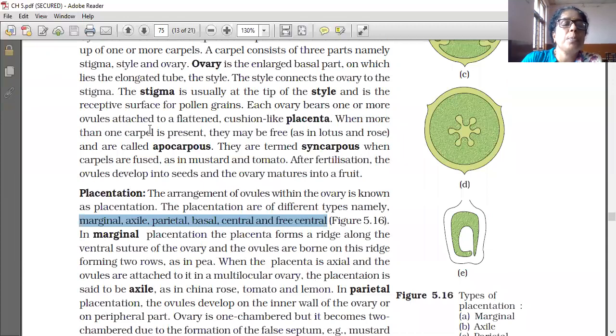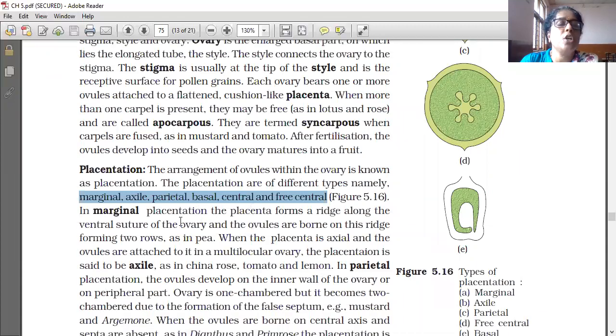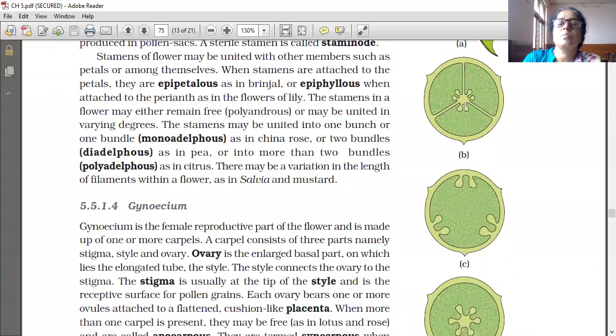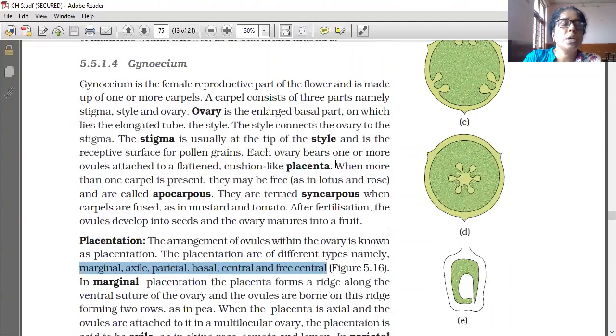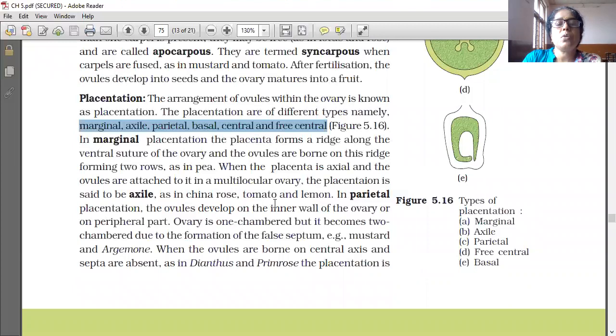In marginal placentation, the placenta forms a ridge along the ventral suture of the ovary, and the ovules are borne on this ridge, forming two rows, as in pea. When the placenta is axial and the ovules are attached to it in a multilocular ovary, the placentation is said to be axile, as in China rose.